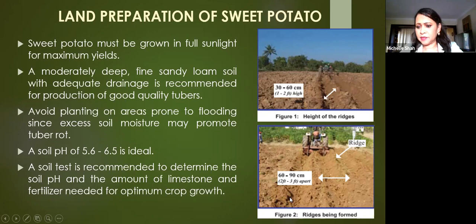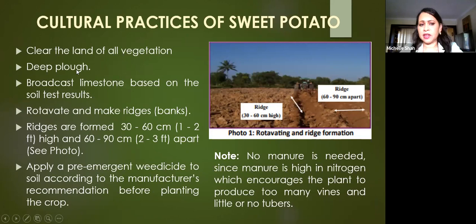Cultural practices: you clear the land of all vegetation, deep plow, then broadcast limestone based on soil test results. Rotivate and make ridges or banks. Ridges must be formed 1 to 2 feet high and 2 to 3 feet apart. Apply pre-emergent weedicide to soil according to manufacturer's recommendation. No manure is needed.